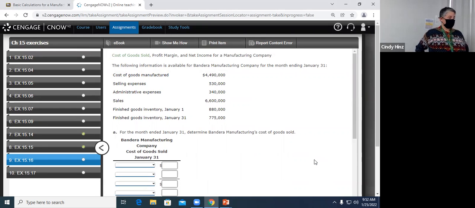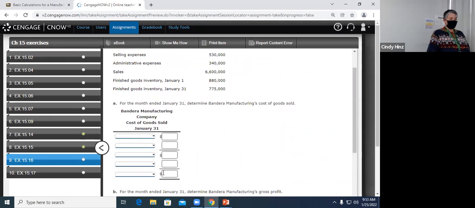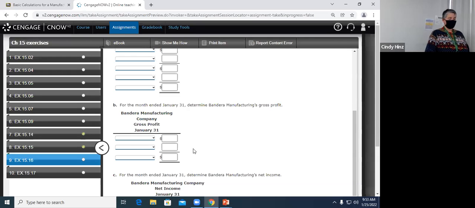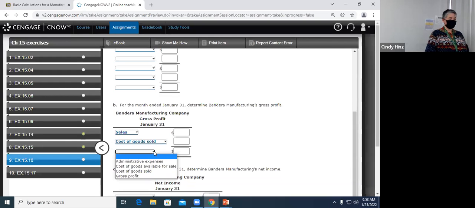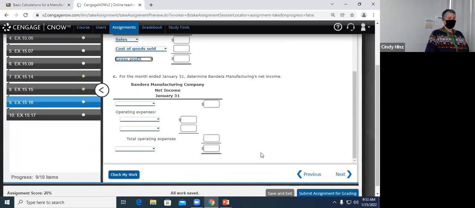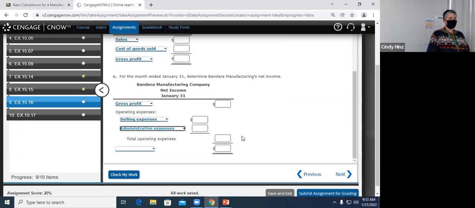Exercise 9 is an additional review of what we have just done. So we're expanding this a little bit. We calculate our cost of goods sold just as we did on the last exercise. Calculate our gross profit, which is always going to be sales or revenues minus cost of goods sold. And then we're going to plug that part into our net income calculation. So we start with our gross profit that we just calculated in B. We subtract our operating expenses, which are selling, general, and administrative expenses, to get our net income.